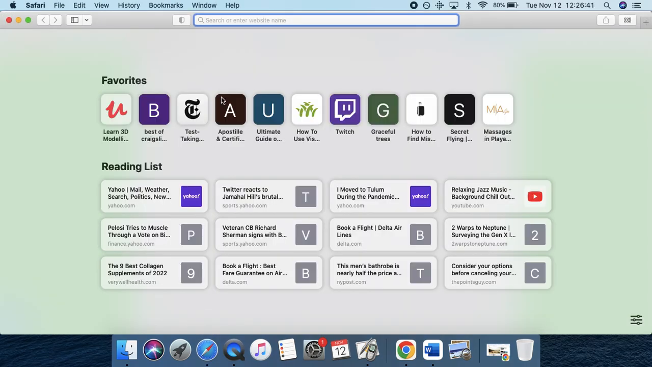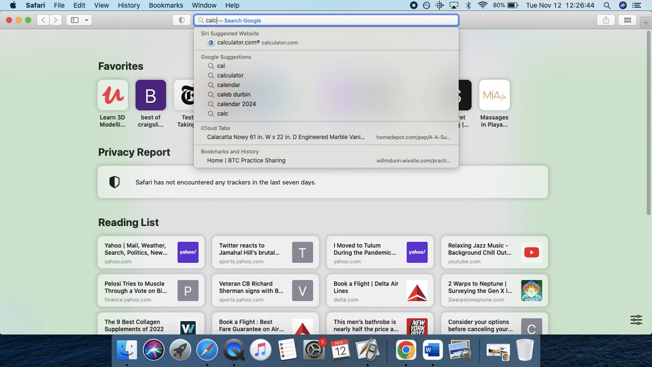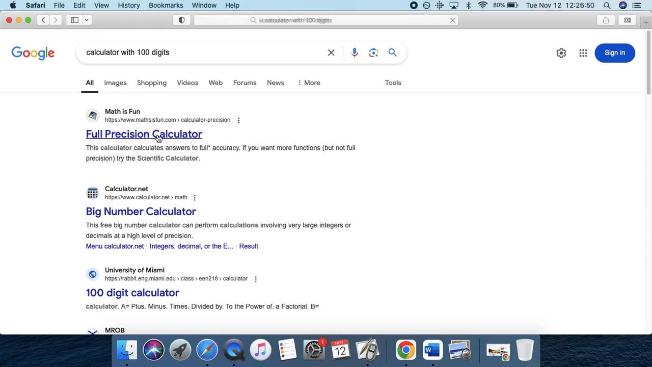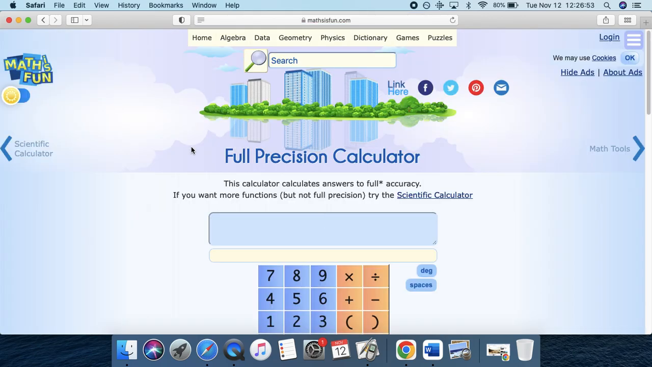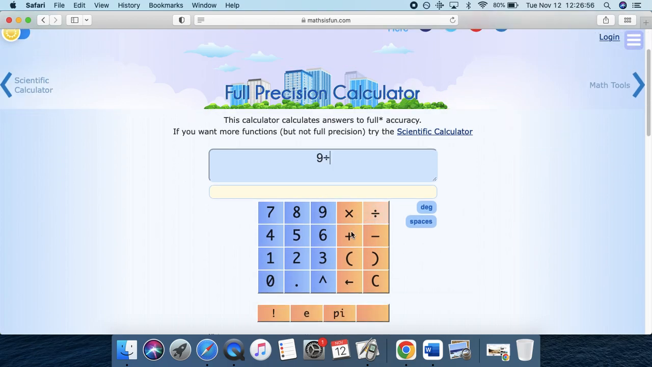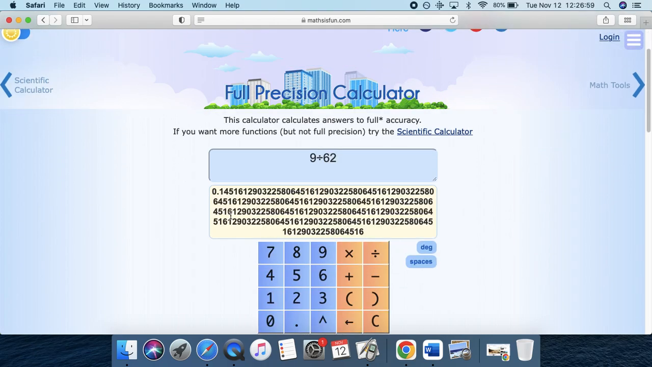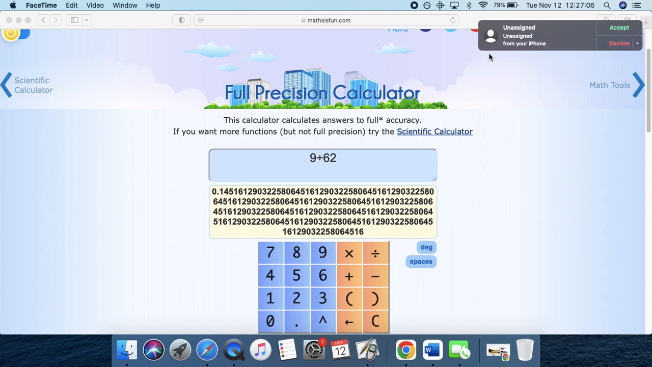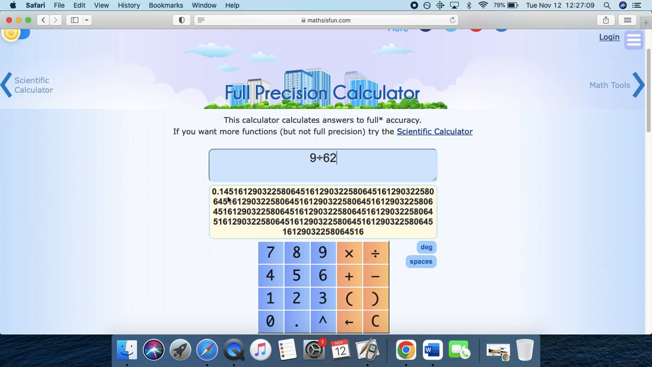Let me see if I can pull up a calculator with 100 digits. Full precision calculator. All right. So let's do 9 divided by 62. Let's see if that gives us a better view. Let's see where the repeating part is. Right, 4, 5. You see here? It's 451629, 451629. So it's a repeating decimal. We just don't see it in the calculator because we don't have enough digits, but it does repeat. Okay, so actually that was a good one.